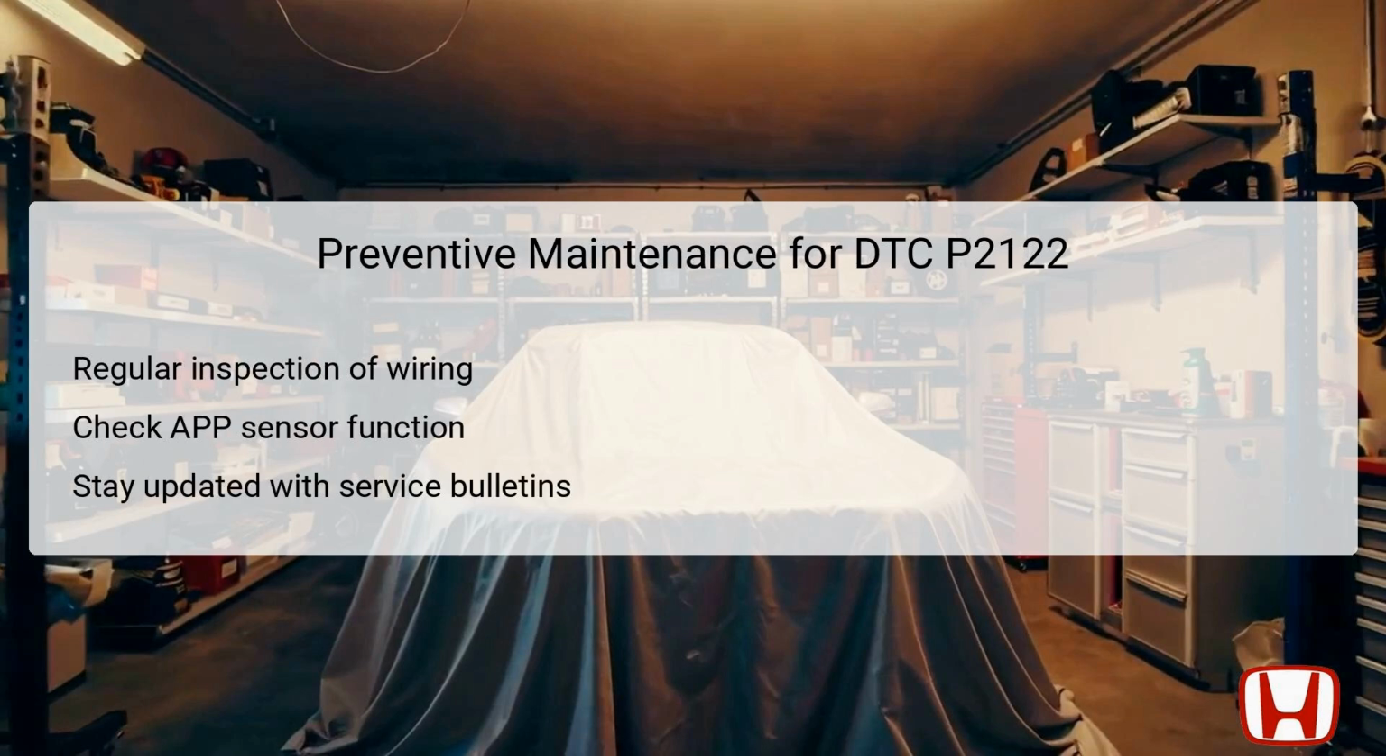To prevent the reoccurrence of DTC P2122 and to ensure your vehicle operates smoothly, practice regular preventive maintenance. First, make it a point to routinely inspect the wiring harnesses and connectors associated with the APP sensor and PCM. Look for any signs of wear, corrosion, or loose connections that may compromise performance. Additionally, periodically check the APP sensor's functionality as part of your routine vehicle maintenance. Checking voltage outputs and operational response can catch issues before they manifest as trouble codes.